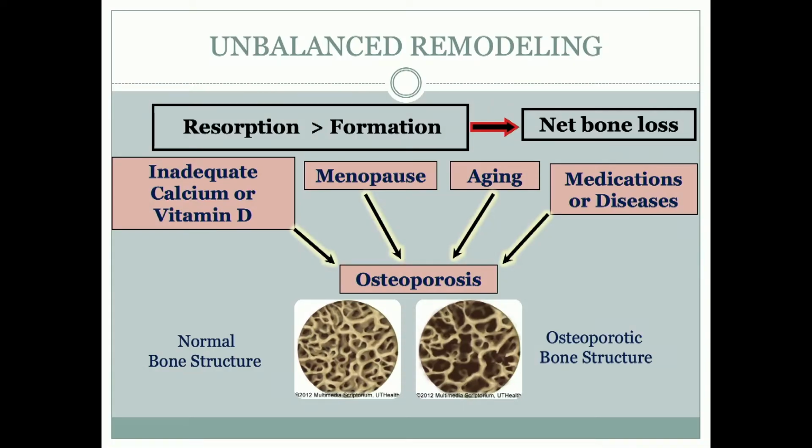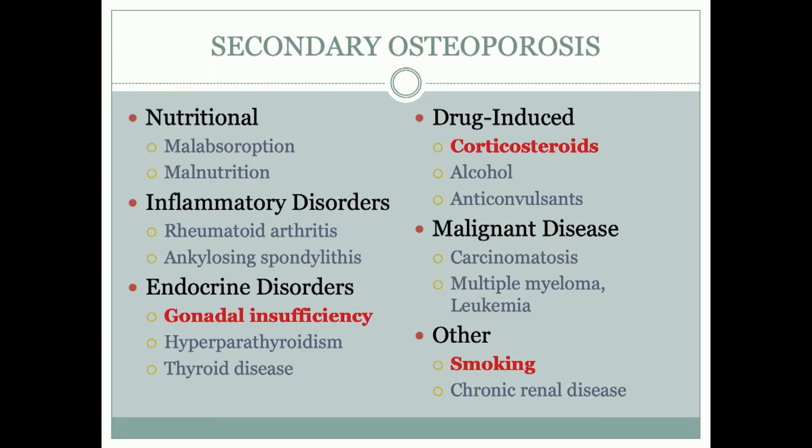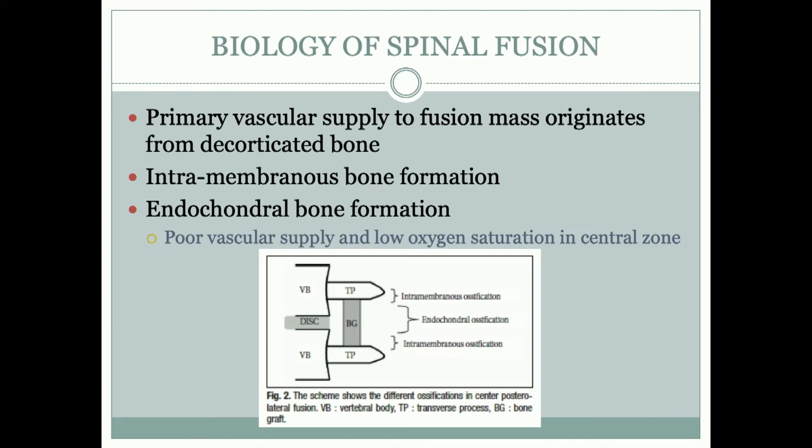So unbalanced remodeling occurs when resorption exceeds formation, and this results in net bone loss, most commonly with menopause in women of age. Vitamin D deficiency, I think, is becoming increasingly recognized as a potential contributing factor, and then medications and other secondary disease states. So important to spine surgeons, probably the rheumatoid arthritis patient, chronic steroid use, gonadal insufficiency in men, and smoking.